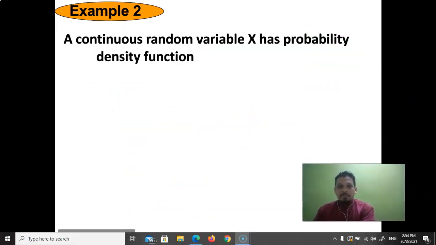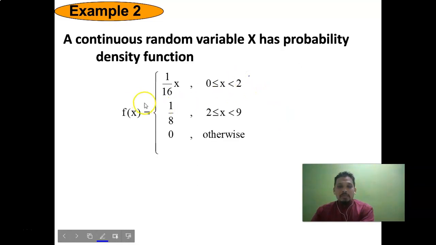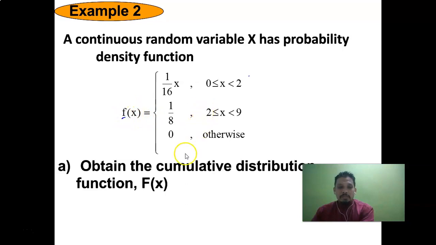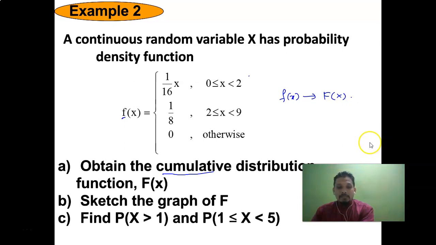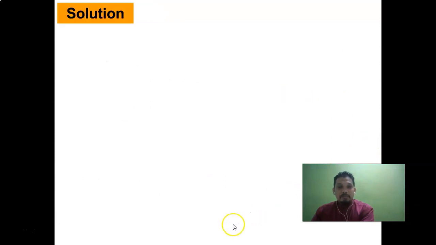Example 2. A continuous random variable x has probability density function f(x), small f here. Obtain the cumulative distribution function, meaning from f(x) to capital F(x). Sketch the graph and find these two. Determine the median m.